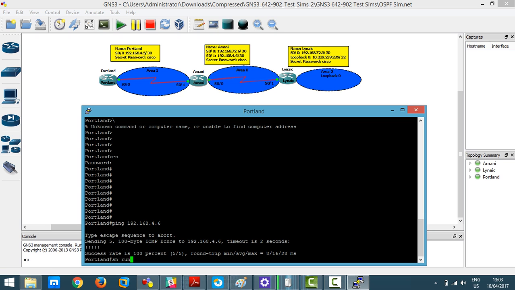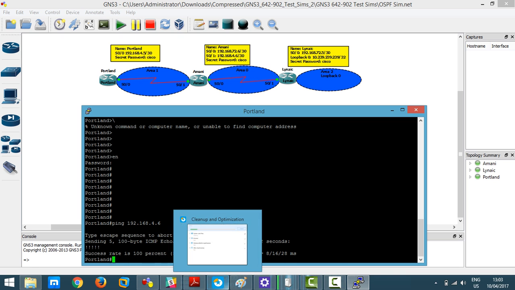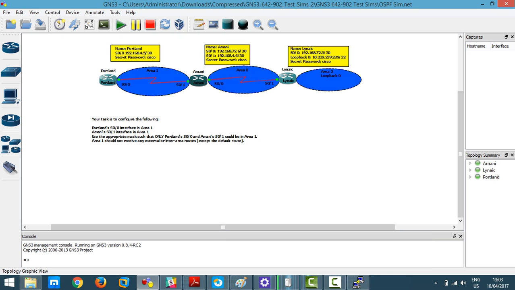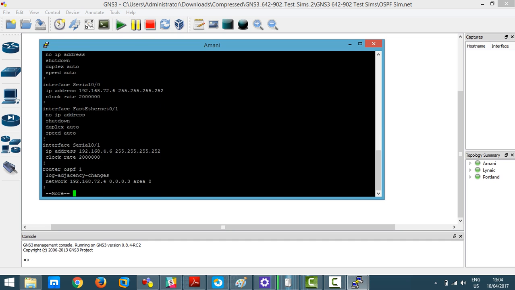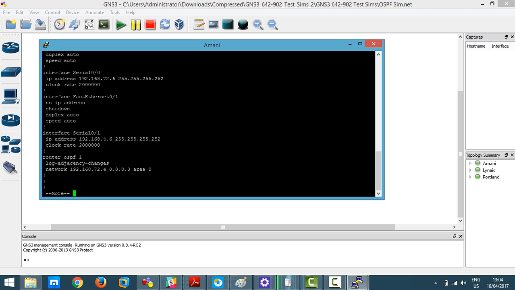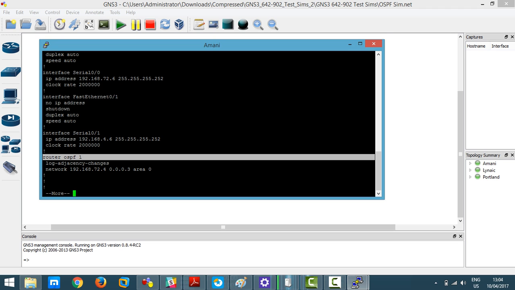We have to check the router process ID. For the OSPF process ID, I will go to the Amani router, as it is half configured, so it will show me the process ID of the OSPF. I will simply go down and see which process ID has been used here. OSPF process ID 1 is used here. You people have to be very careful at exam time. You have to check the router process ID as well.